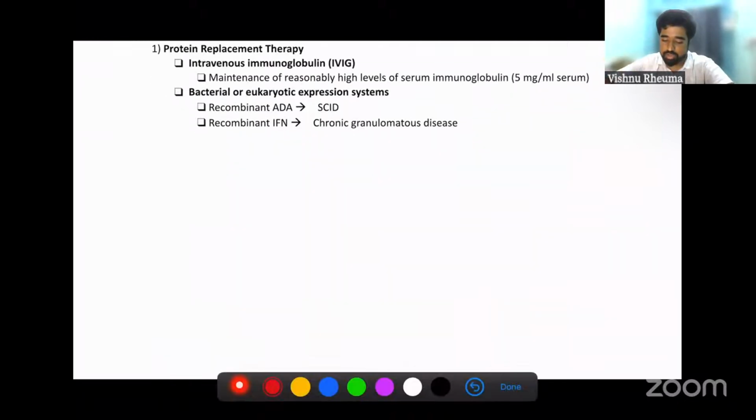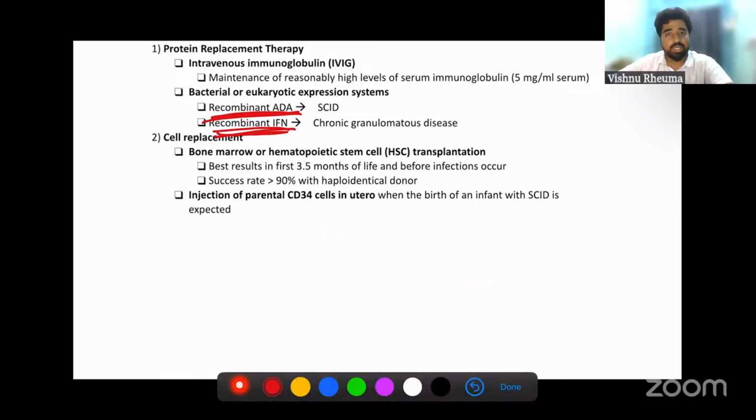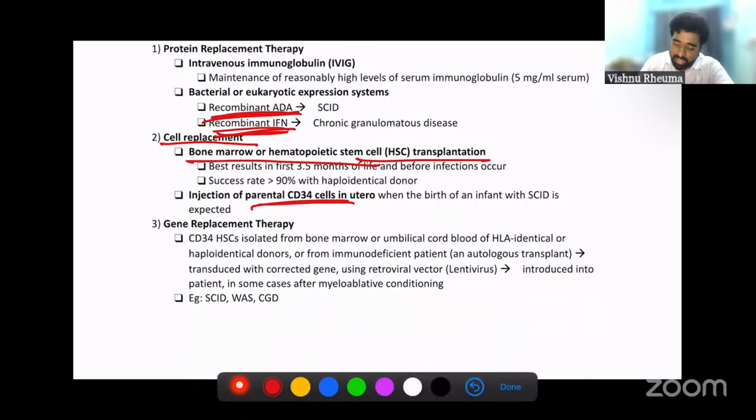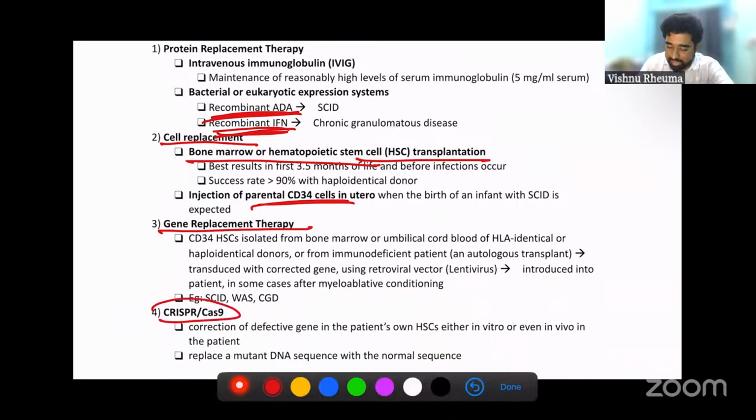Then you have protein replacement, like using IVIG, or you can use interferon gamma replacement, ADA, which is one of the basic things that is defective in severe combined immunodeficiency. Then cell replacement, either bone marrow transplant or HSCT, and sometimes hematopoietic stem cell transplant using CD34 cells. Gene replacement therapy we talked about. Then CRISPR-Cas9, where you're doing gene editing, changing the gene into a more preferred gene. Apart from this, obviously you can give enzyme replacement, we discussed ADA, and antibiotic prophylaxis is also important apart from all of these.